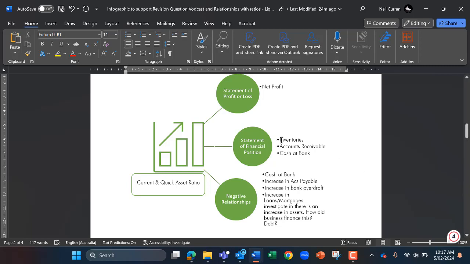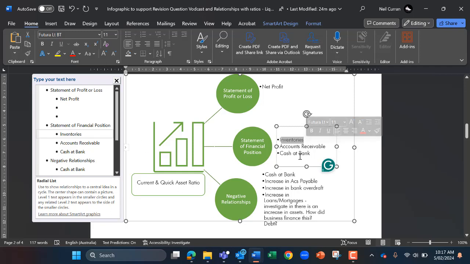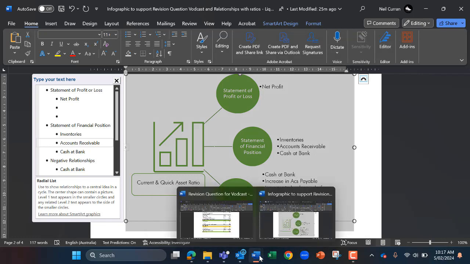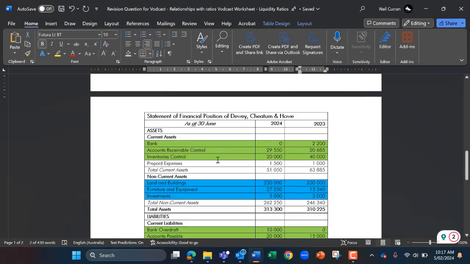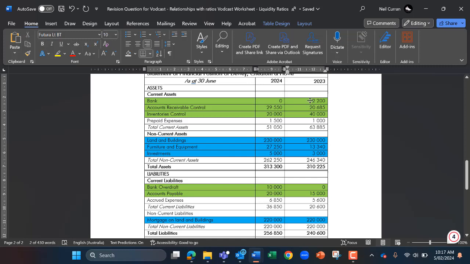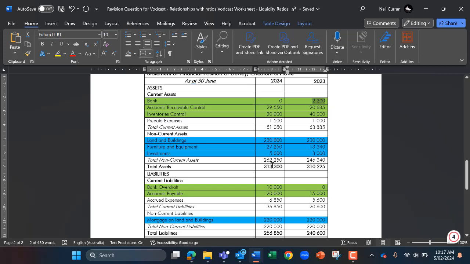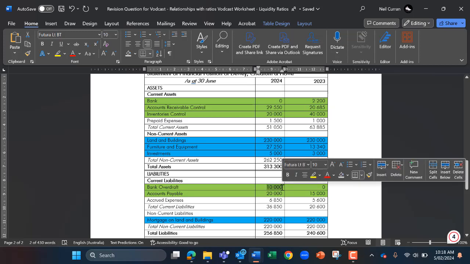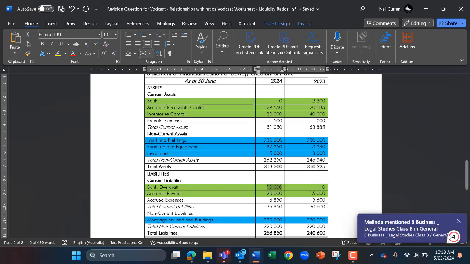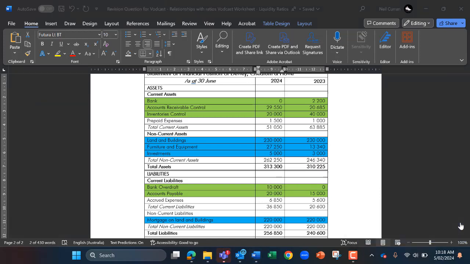So we're going to look at these three accounts now in the statement of financial position: inventories, accounts receivable, and cash at bank. Now we can see here last year we had a small balance in our cash at bank account of $2,200. Now we've got a bank overdraft of $10,000. So this basically shows that due to the decrease in profit, we have incurred a loan to the business in terms of our day-to-day banking account, which is not a very good outcome for the business as well.